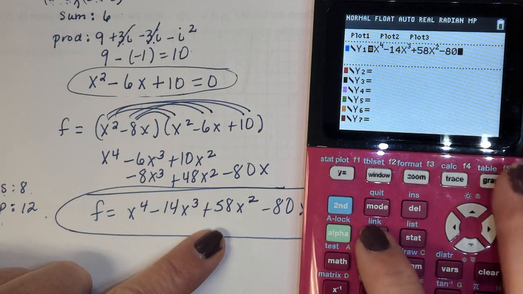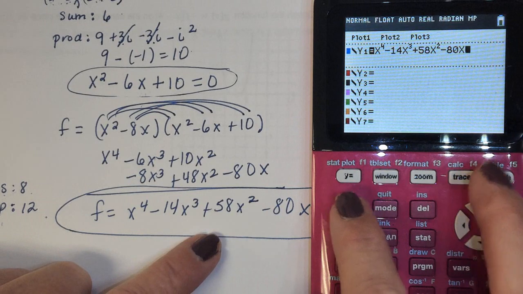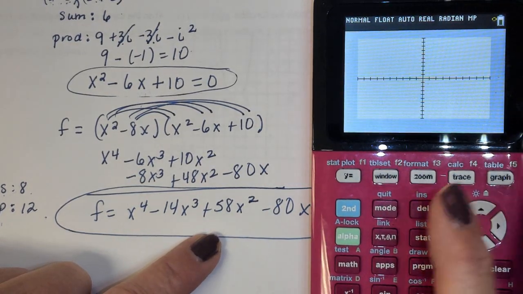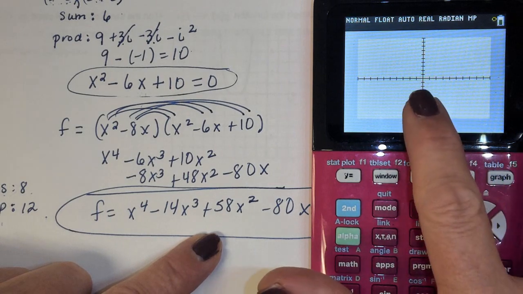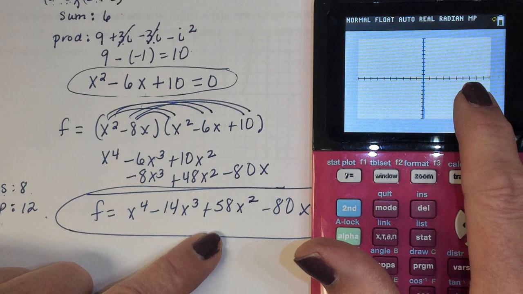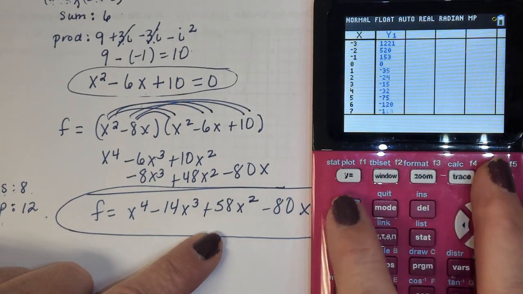Minus 80x. Okay, so I've got this in here. This is what we think the solution is, and I hope I didn't make a mistake. I don't think I did. All right, so then I'm going to do my zoom 6. I'm going to look at the graph. I should see my 0 come through here at 0 and 8. That looks good. Hopefully it'll hit right there at 8. Come on. Yay. Okay, now we're going to look at our table.